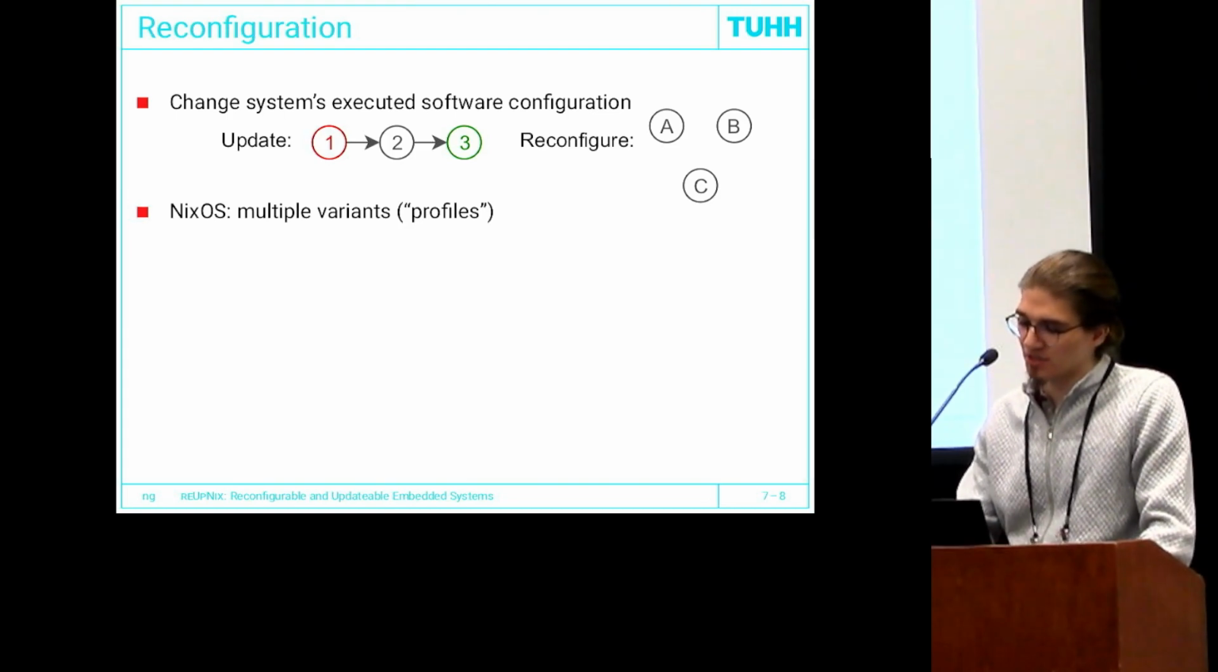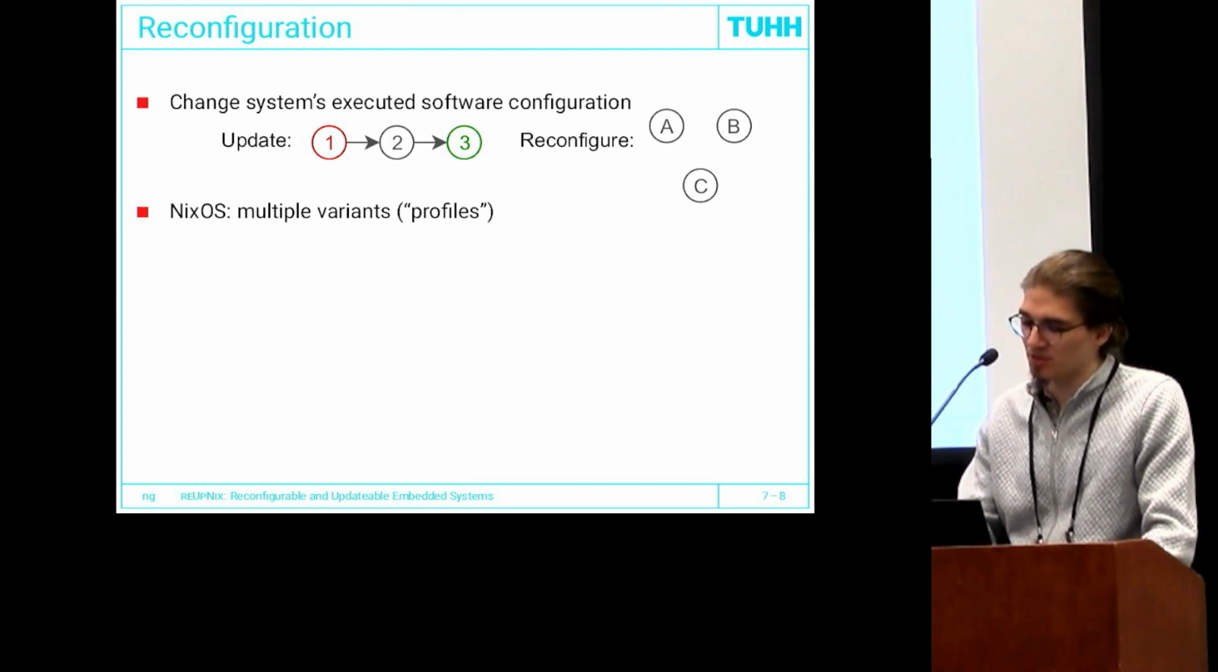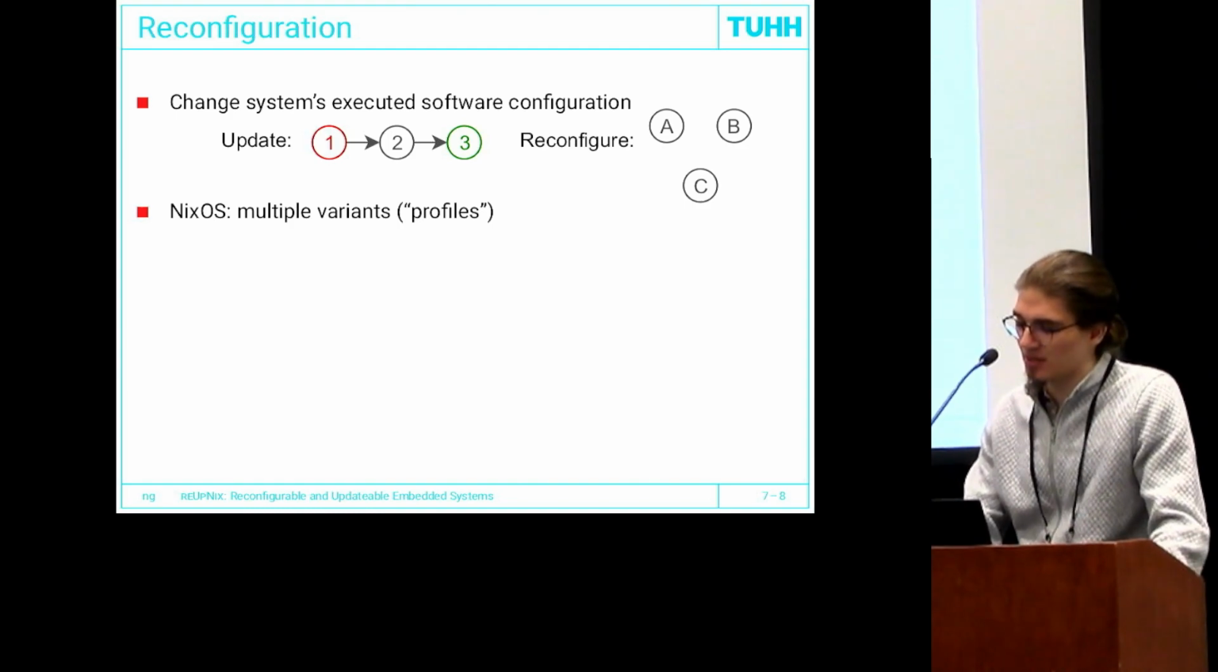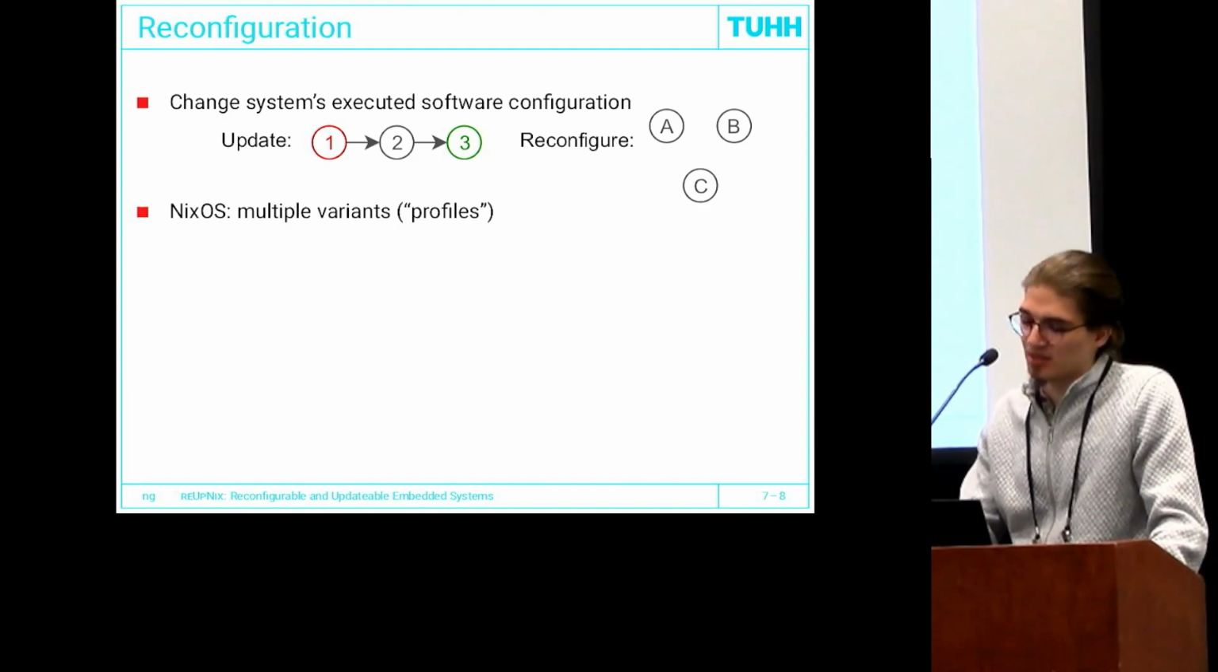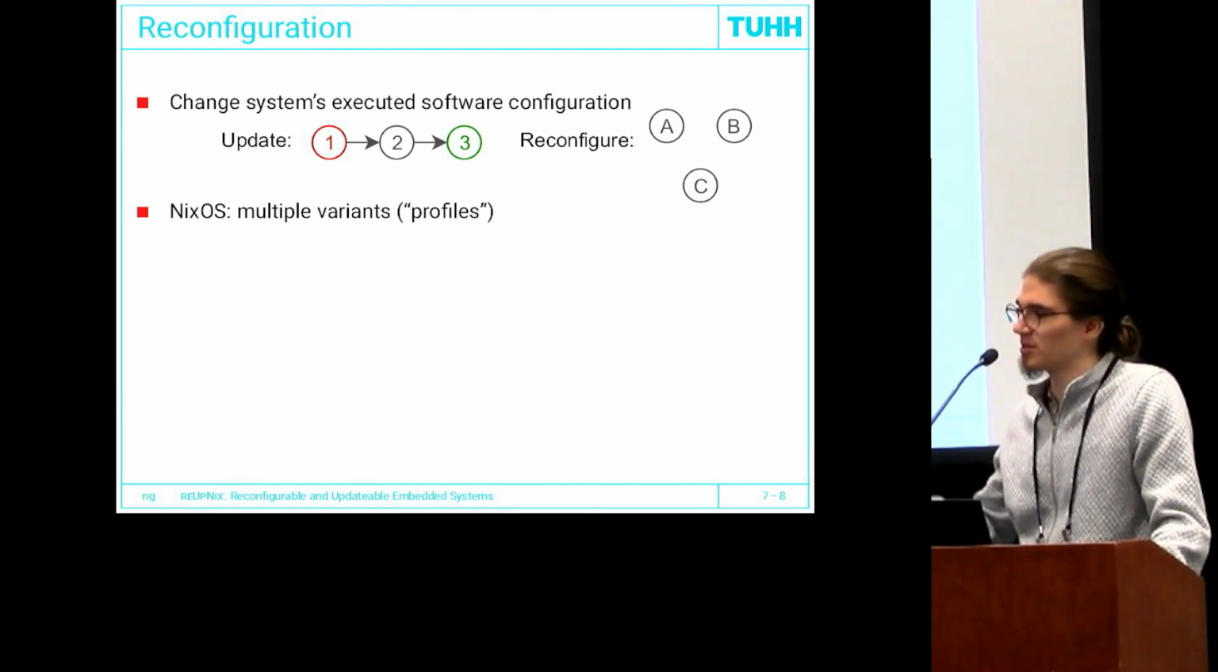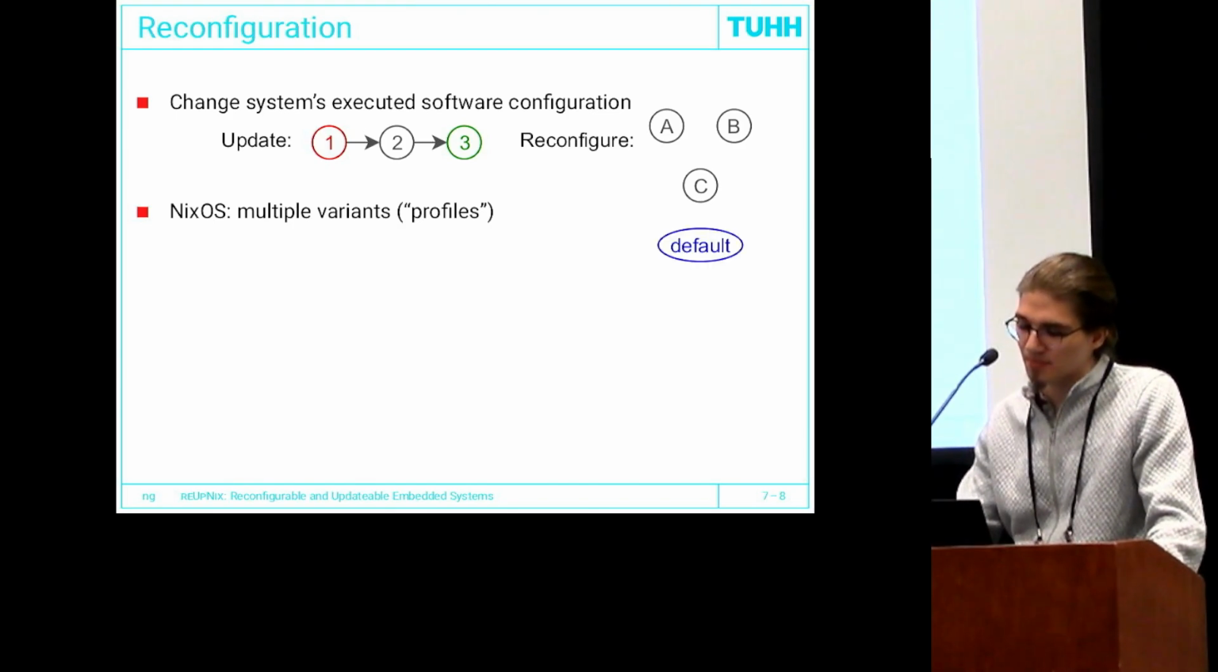The formal definition of each NixOS machine can define multiple variants called system profiles. These profiles can differ in small ways, like a single configuration file, but they can also differ significantly. For example, they can use completely different kernels.